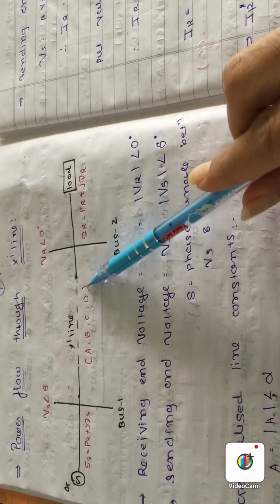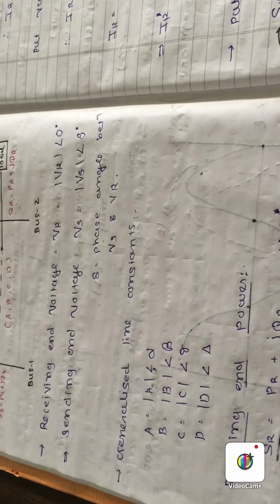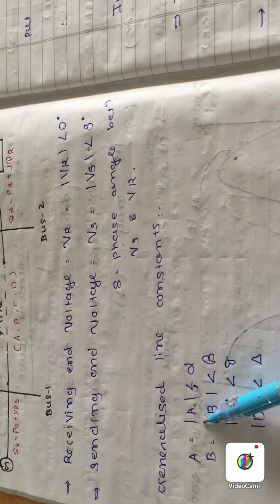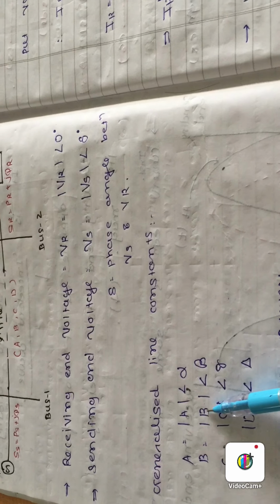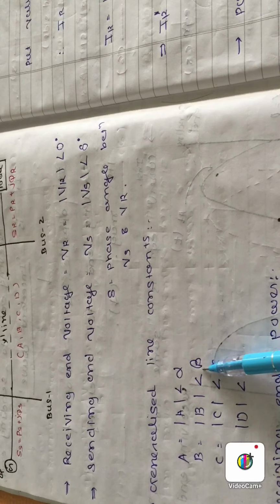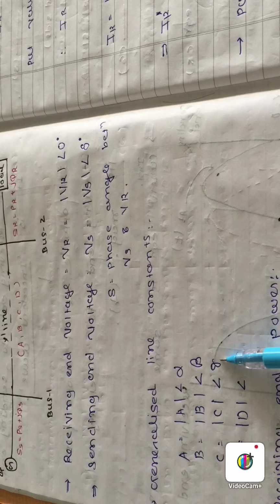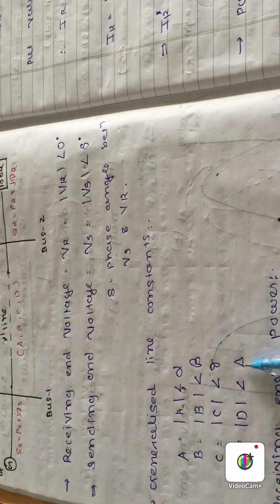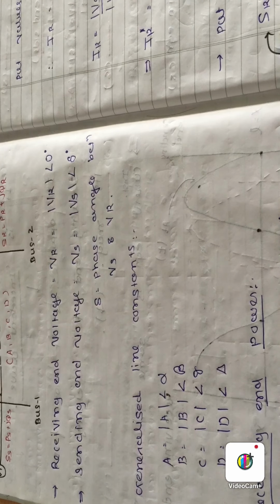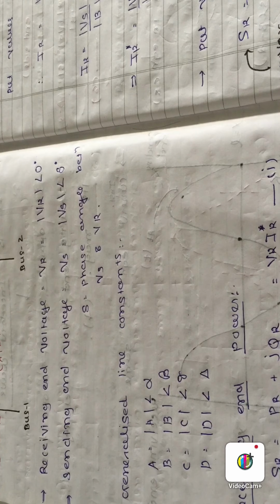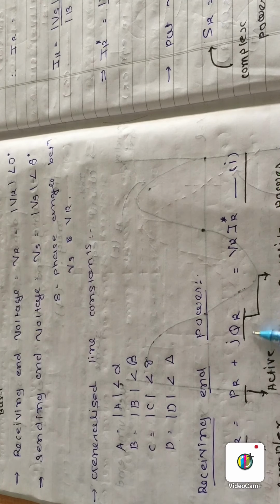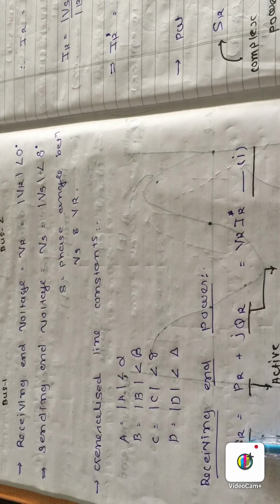Okay, the generalized constants ABCD are written like this in mod and angle form: A equal to mod A angle alpha, B equal to mod B angle beta, C equal to mod C angle gamma, D equal to mod D angle delta. Now, receiving end power, SR equal to PR plus jQR. We are starting the derivation of the equation from this point.